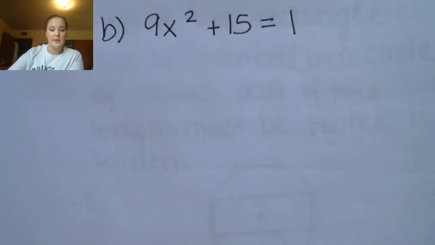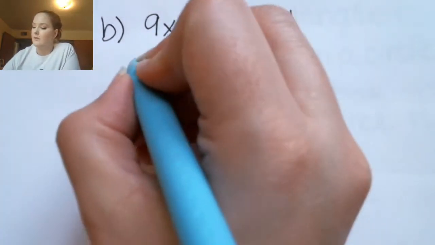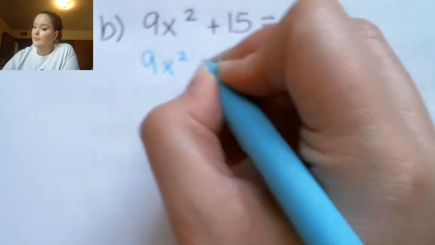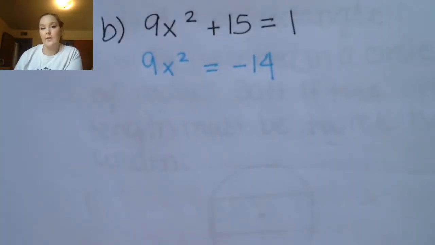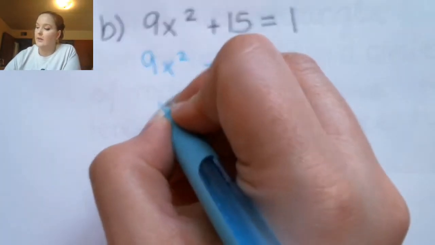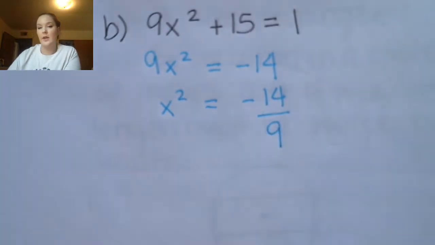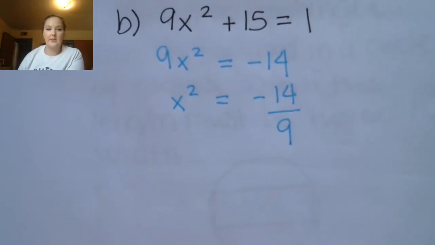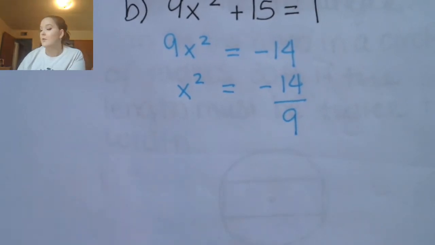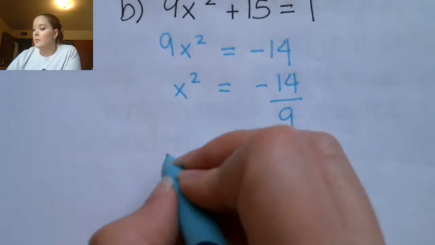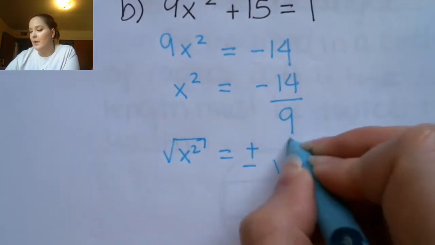So the first thing we're going to do is subtract 15 from both sides. And then we're going to divide both sides by 9. As is always the case in this class, we're just going to leave things as a fraction here. So now I'm going to take the square root of both sides, and I'm not going to forget about my plus or minus.